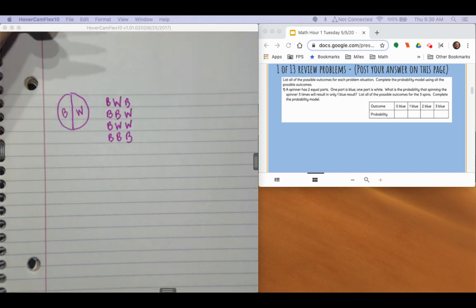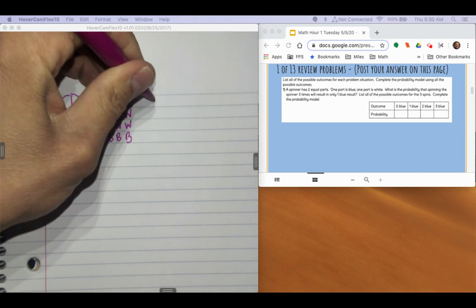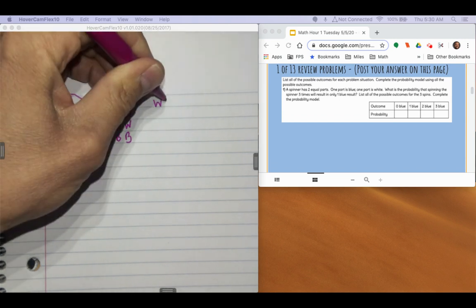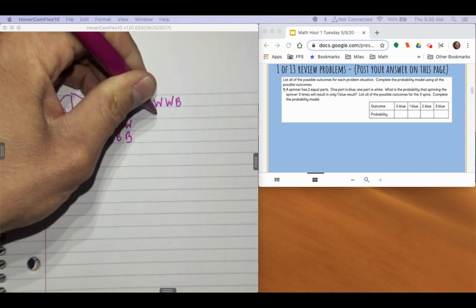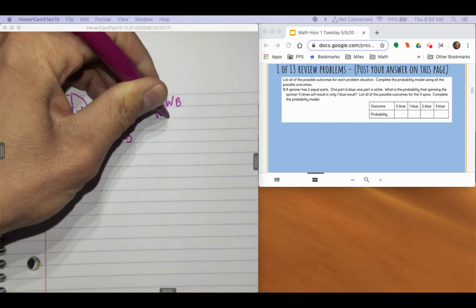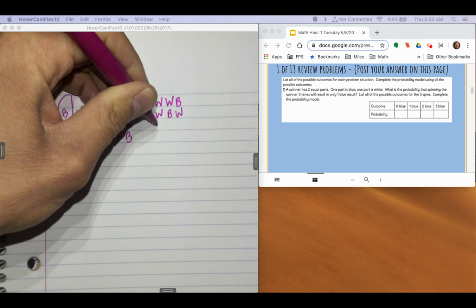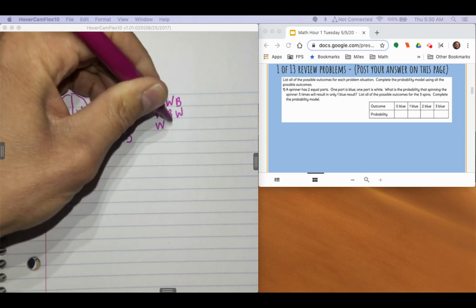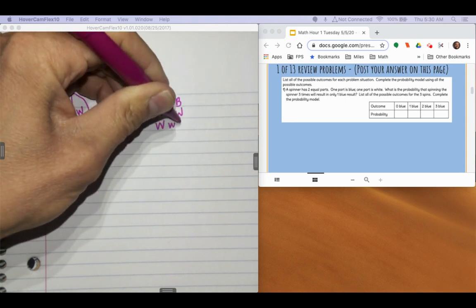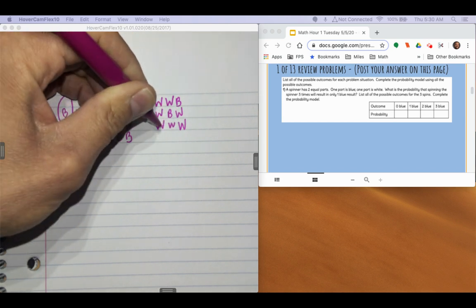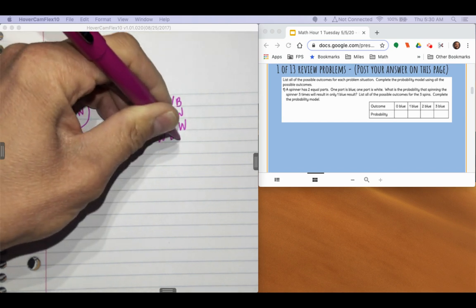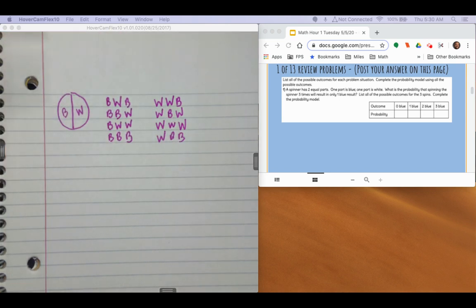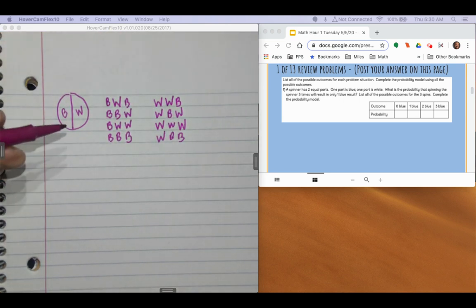If white is the first spin, and then I do white again, and then I do blue. If white's the first spin, blue, and then white. If white's the first spin, white's the second spin, and white's the third spin. If white's the first spin, then blue, and then blue. And then it would be 2 options times 2 times 2. So there's 8 options, so I know I have the right number of options.